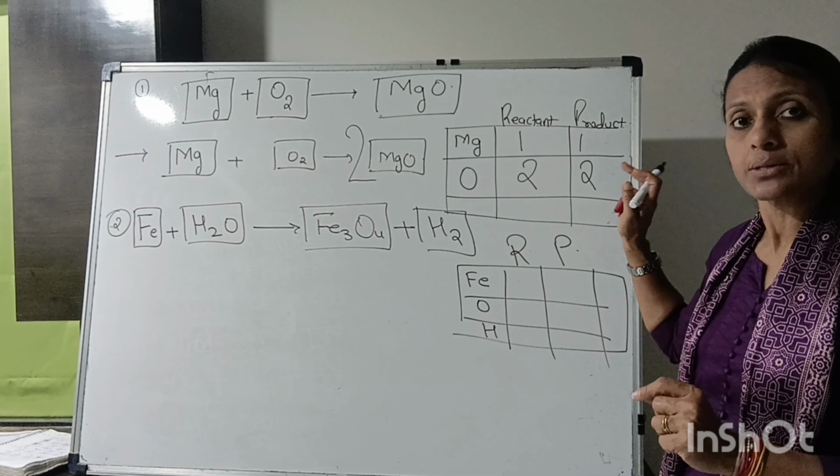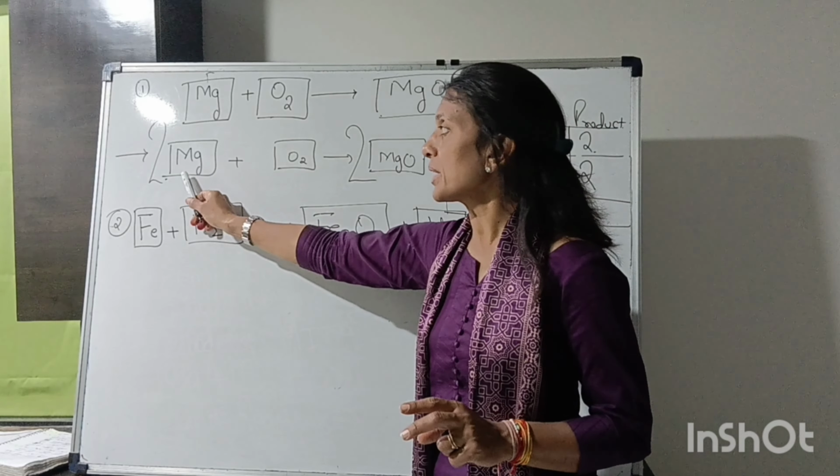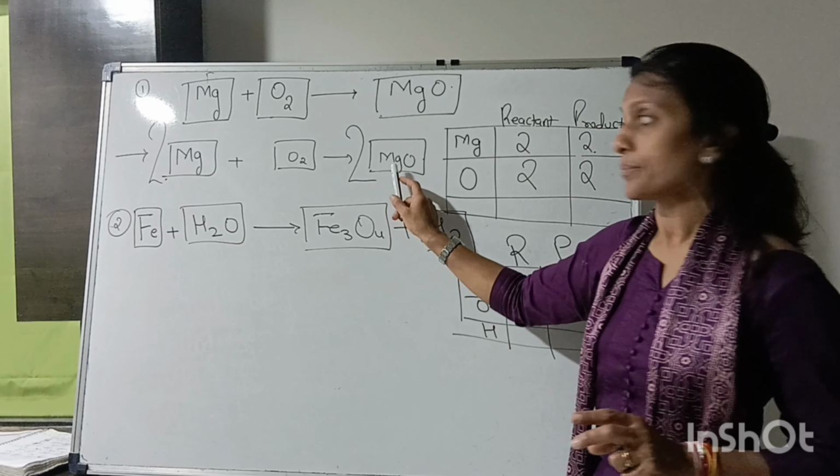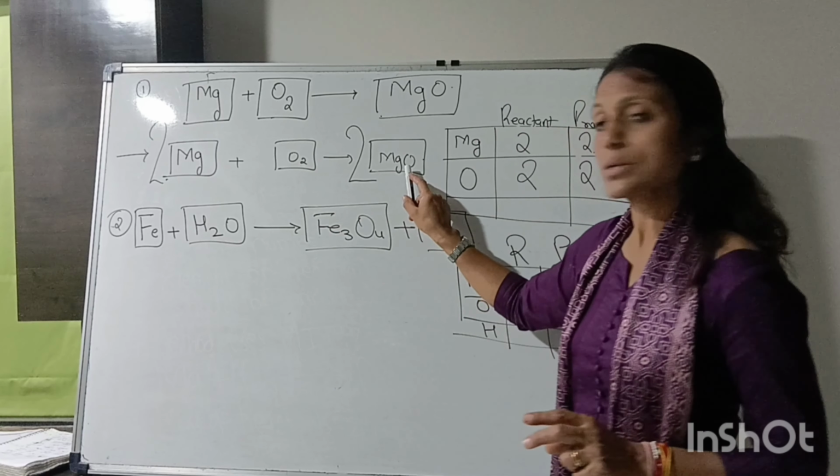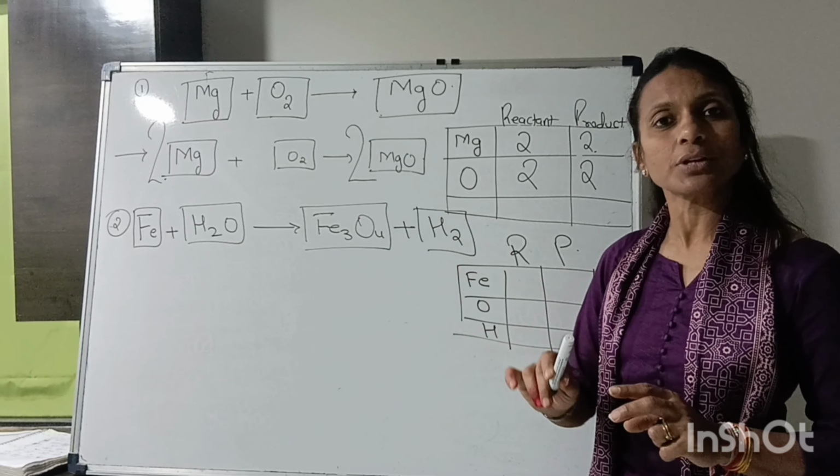Now when you look at the reactant side, there is only 1 magnesium, correct? So we will write a 2 here. This means now how many atoms of magnesium on the reactant side? 2. Now very carefully look at the whole reaction and just check: 2 magnesium, 2 magnesium, 2 oxygen, 2 oxygen, and the reaction is balanced.